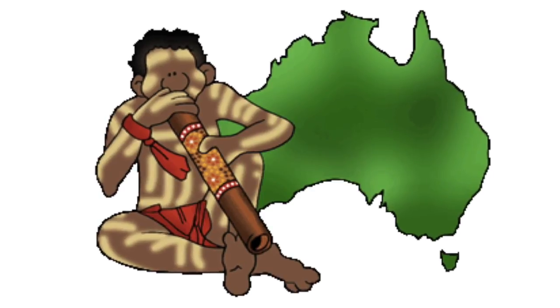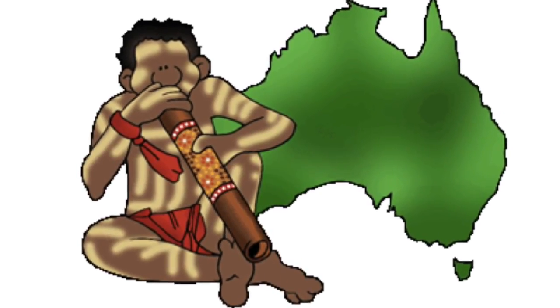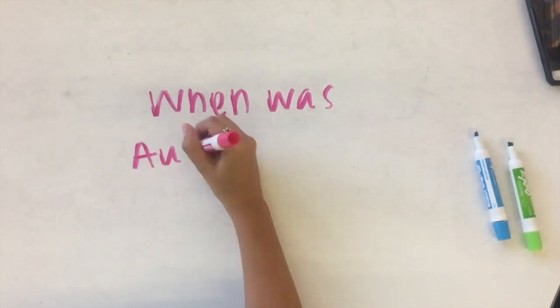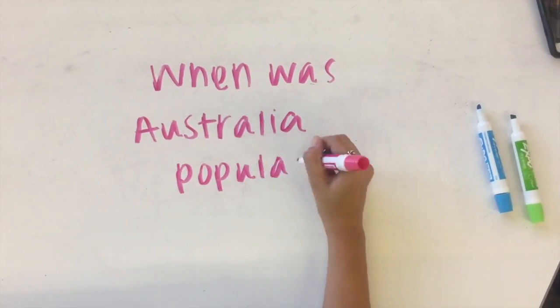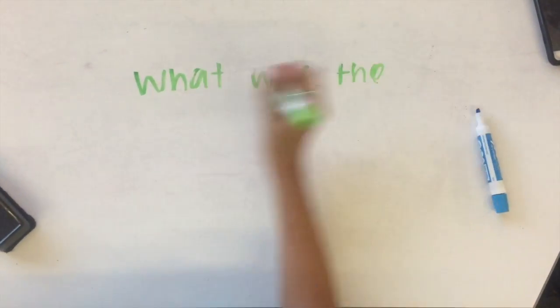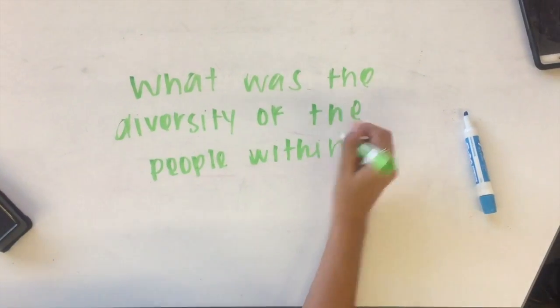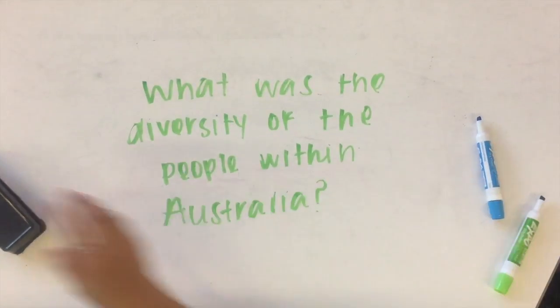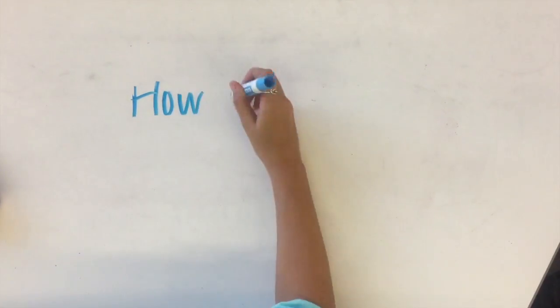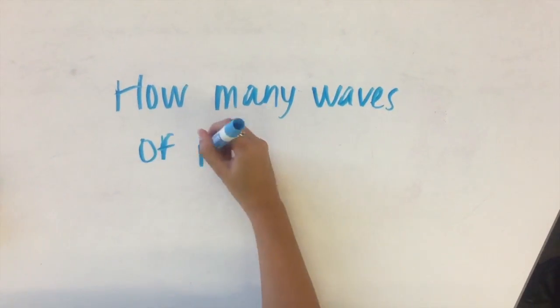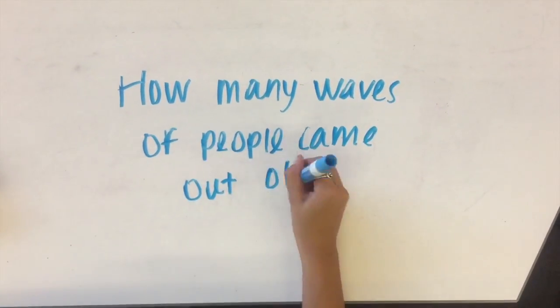The first genomic study on the origins of Aboriginal Australians was conducted by running tests on and working with Aboriginal Australians. This article took on many questions that are fundamental in understanding how genetics in Australia works. These questions include when Australia was populated, what was the diversity of the people within Australia, and how many waves of people came out of Africa. This process is very crucial because this study is testing some of the oldest living human populations on Earth.